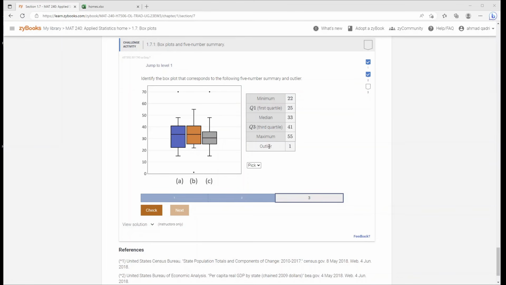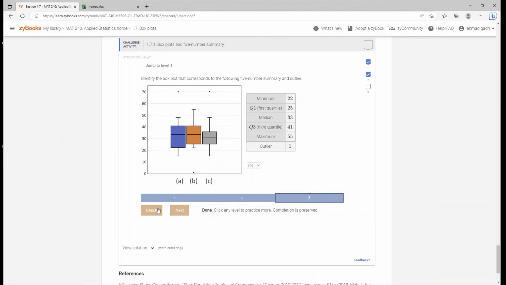Another way to look at this is the outlier here in the table is 1. The outliers in A and C are actually 70, and the outlier in B is in fact 1. So B is the correct choice here.